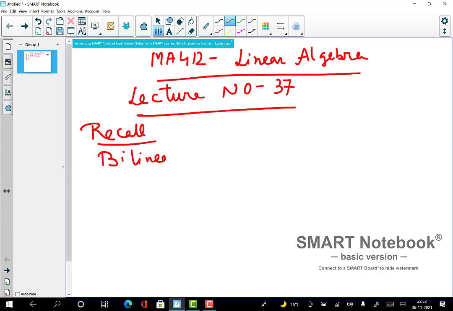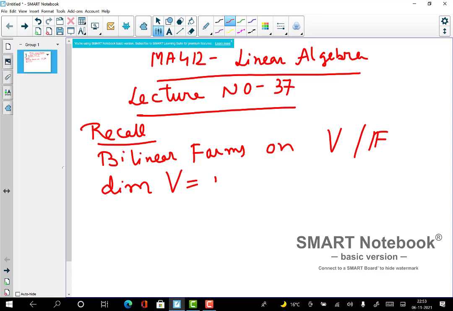Okay, so now recall in our last lecture we discussed bilinear forms on a vector space V over a field F. Finally we showed that if the dimension of V is finite, say n, then the space of bilinear forms is isomorphic to the space of n cross n matrices over the field F.